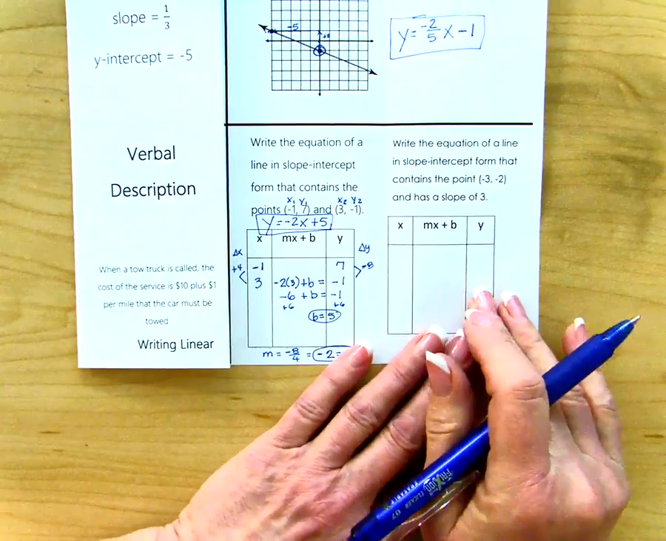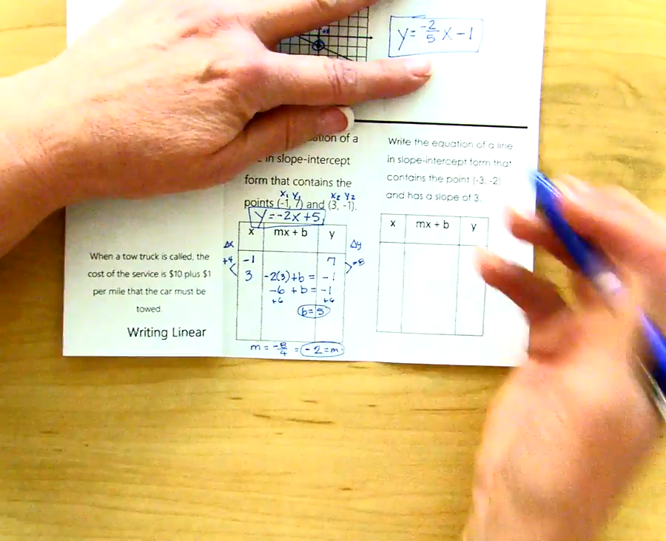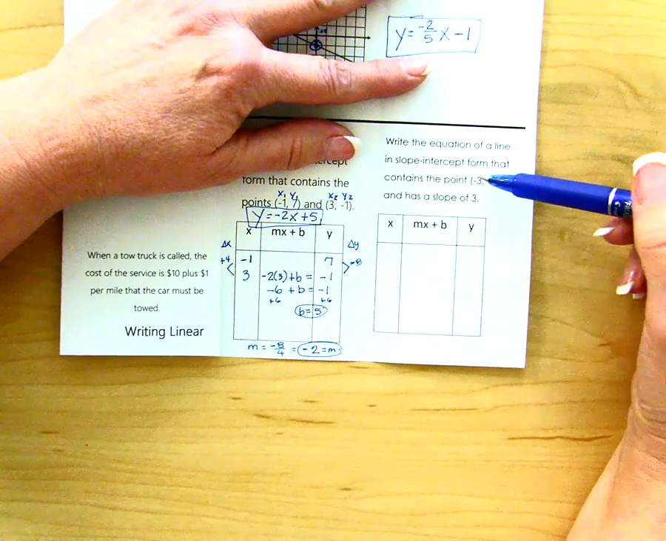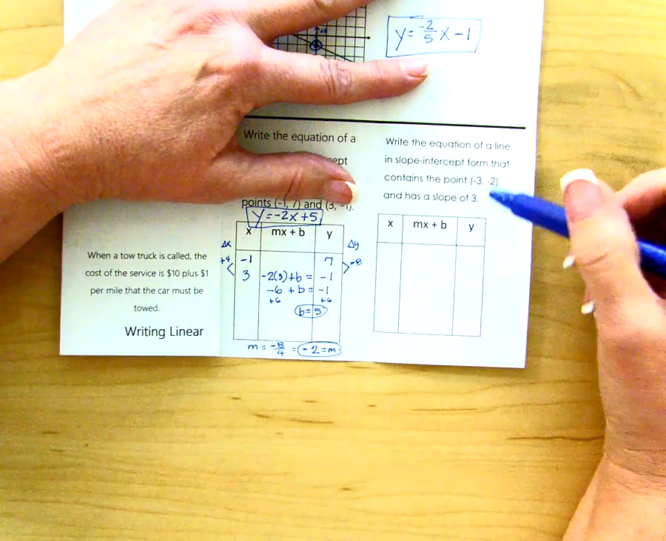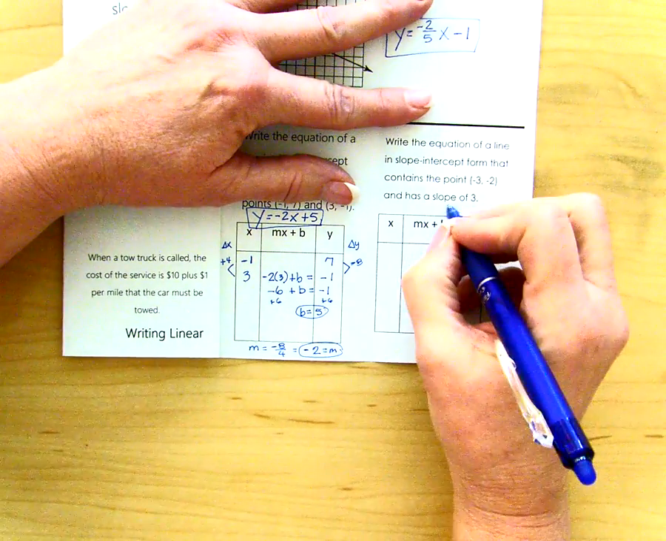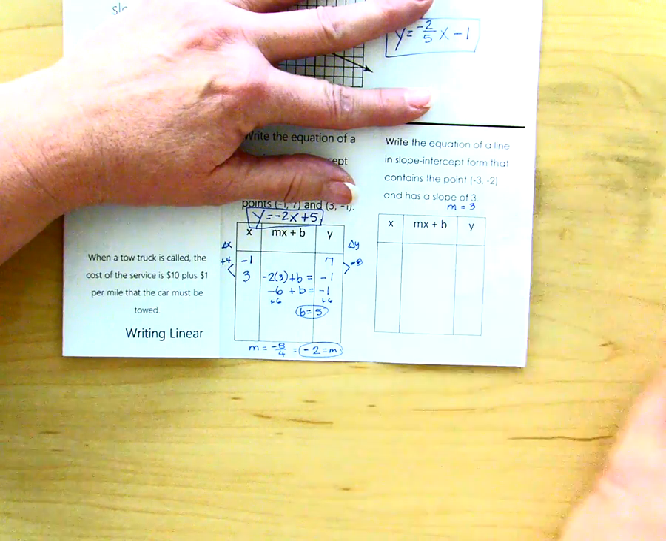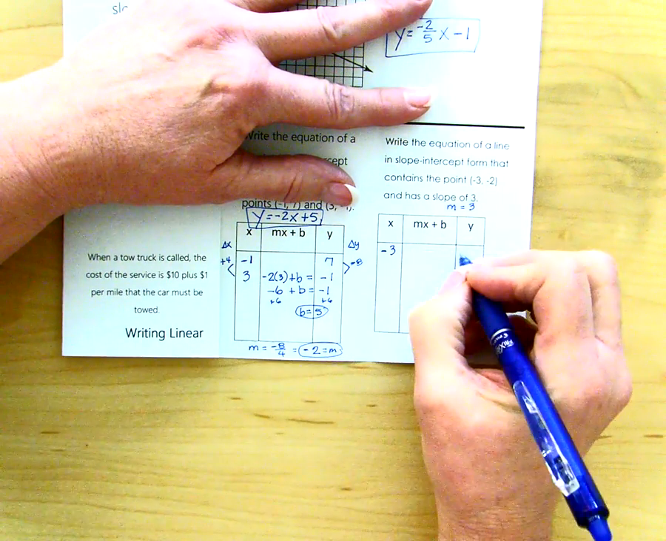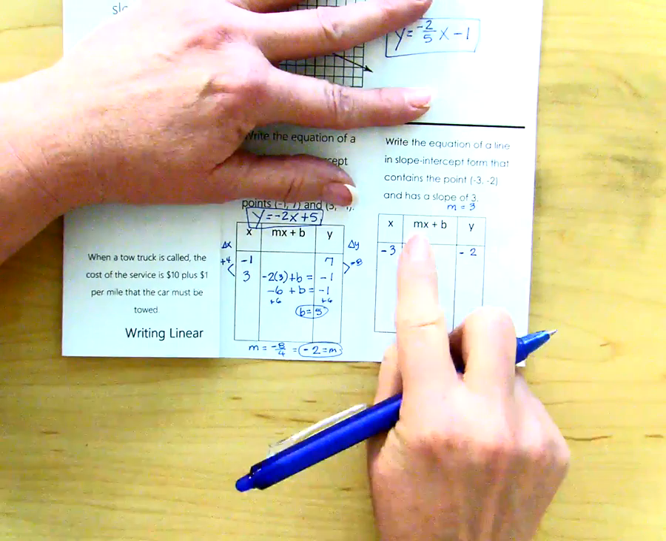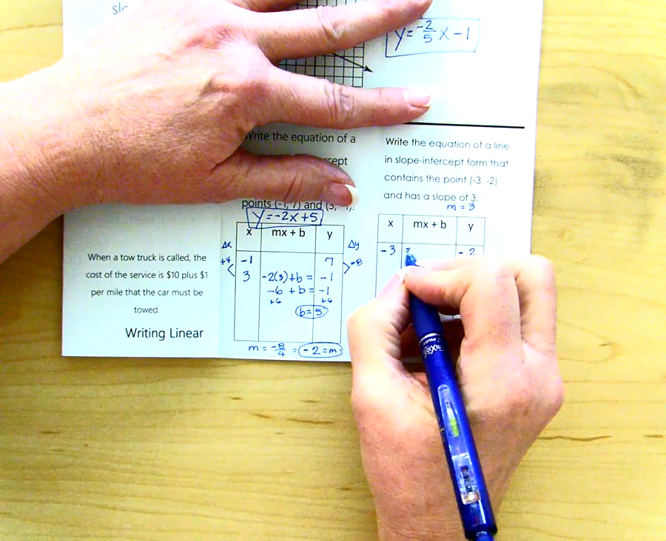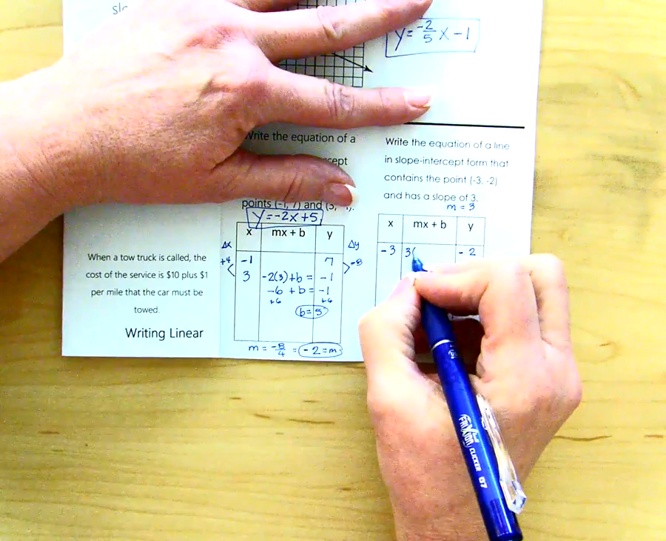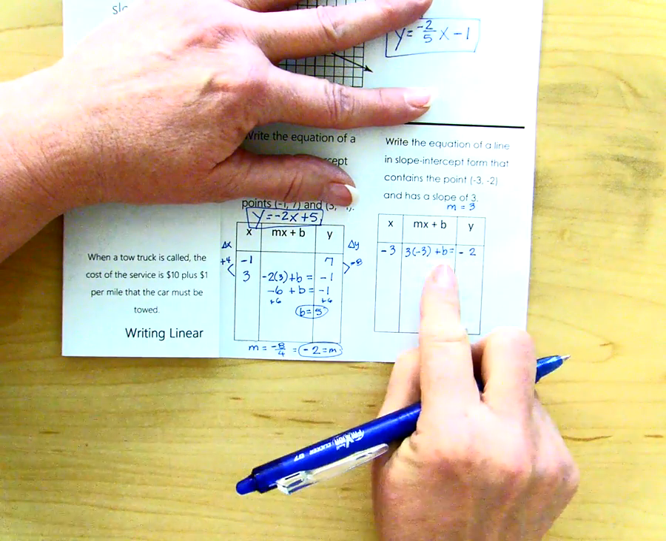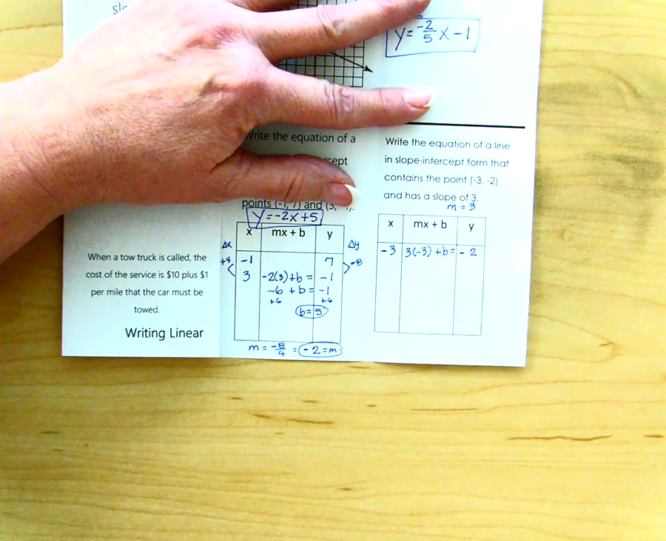For a second example, they give us the slope. It says write the equation of a line in slope-intercept form that contains the point negative 3, negative 2, and has a slope of 3. So here we know that m equals 3. We don't know what the y-intercept is, so we'll use the point to help us find that. So we know that slope is 3. We know that our x value is negative 3. But we don't know what b is. And when we figure that out, we'll be able to get the y.